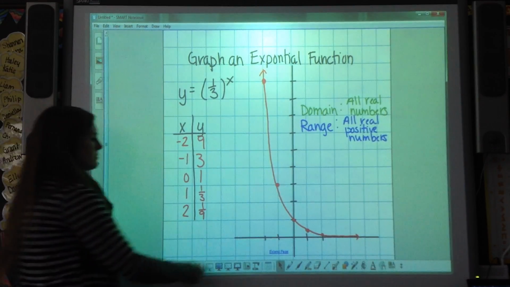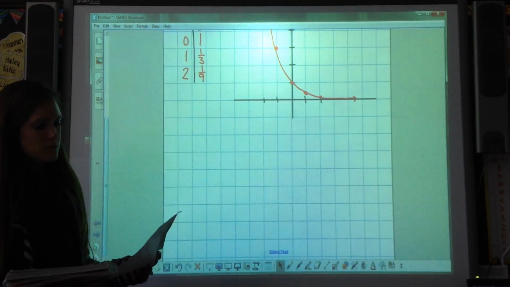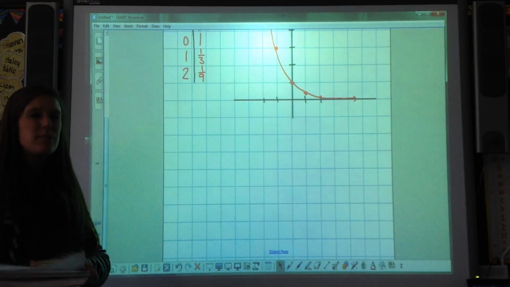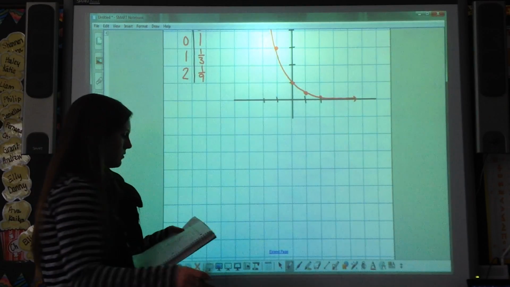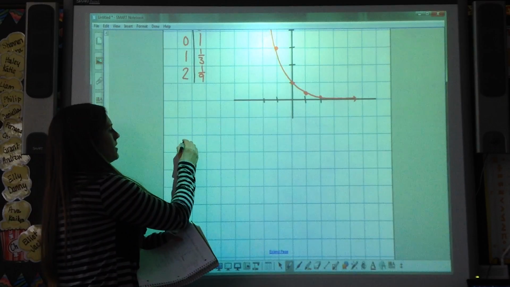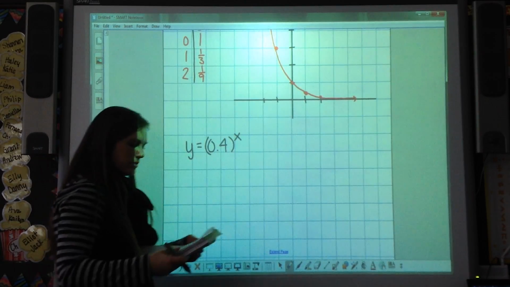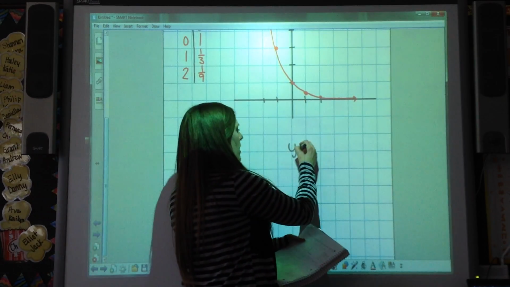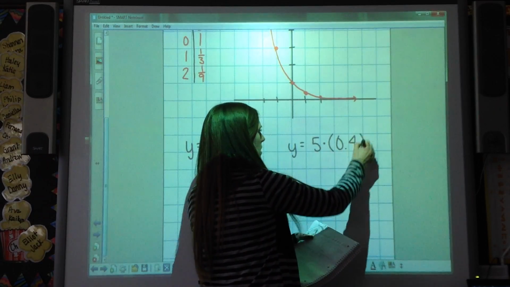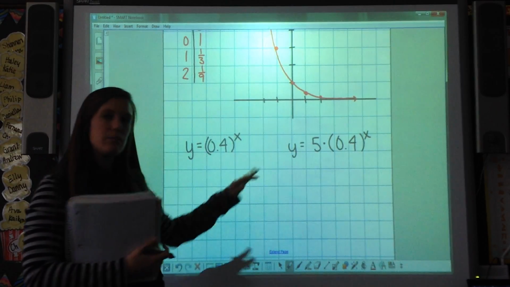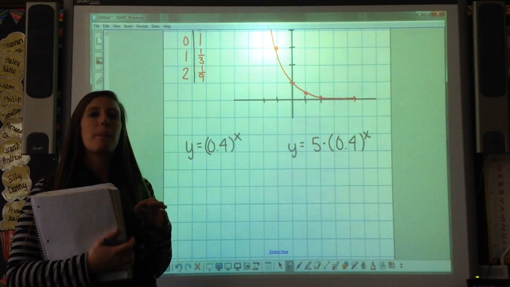I want you to do the same thing with these next equations or functions, but I want you to graph them on the same graph. So I would like you to graph y equals 0.4 to the power of x, and also graph y equals 5 times the quantity 0.4 to the power of x. So make a t-table for both of these, graph them on the same coordinate grid, same coordinate plane.